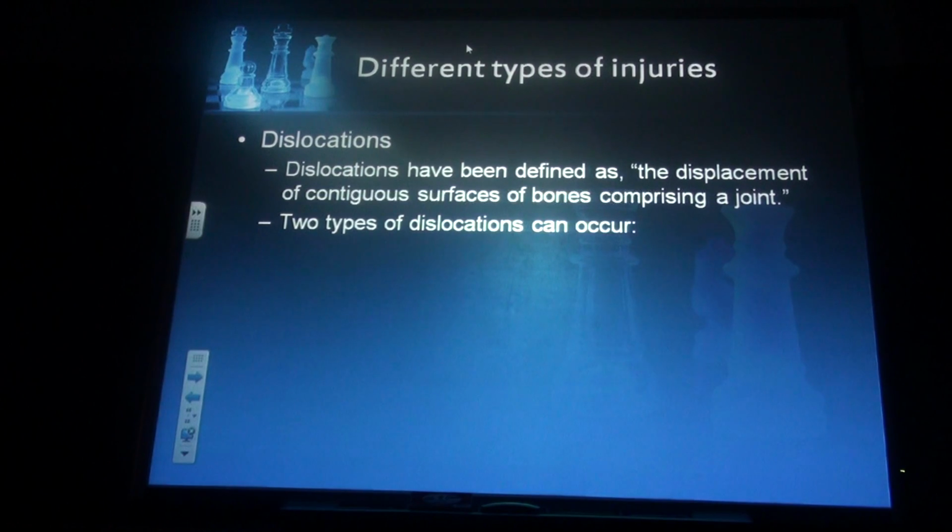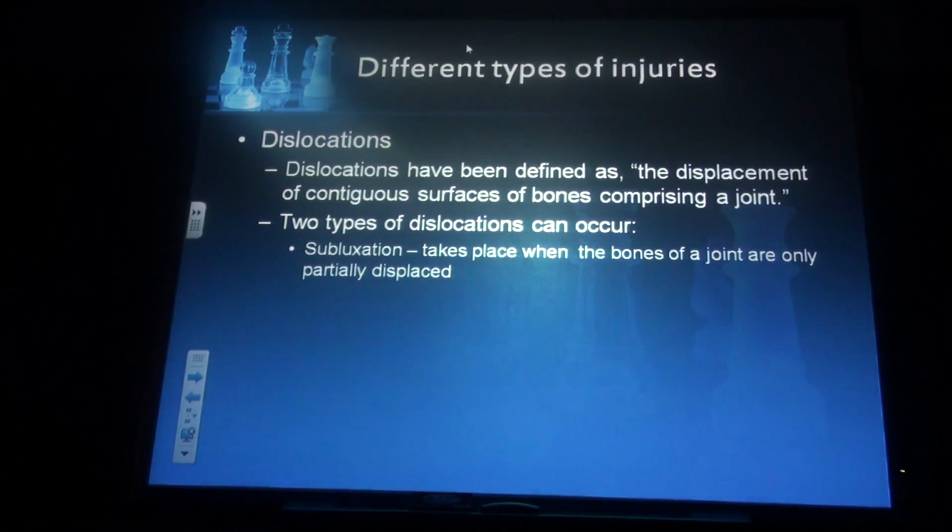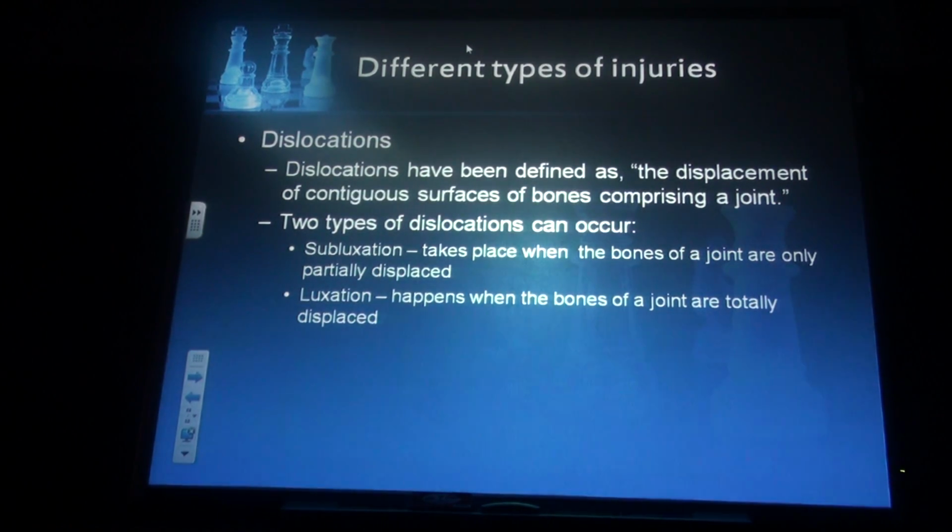Two types of dislocations can occur. First is a subluxation. It takes place when the bones of a joint are only partially displaced. So it may only come out part way, but that's called a subluxation. Then you have a luxation. It happens when the bones of a joint are totally displaced. It means they come all the way out. So there's two types of dislocations. Subluxation, which is a partial dislocation, and the luxation, which is a complete dislocation of those joints.